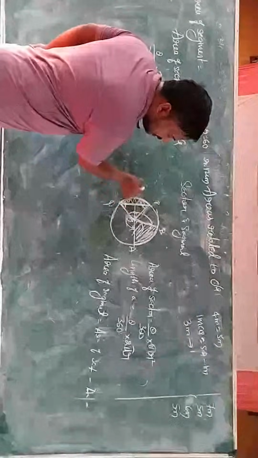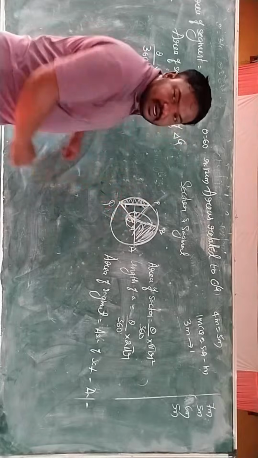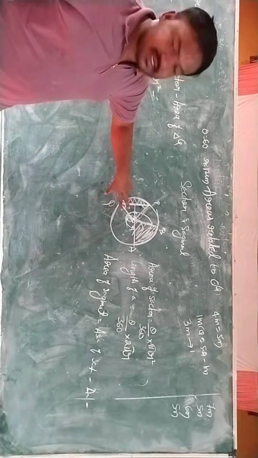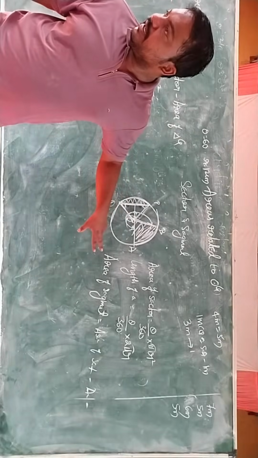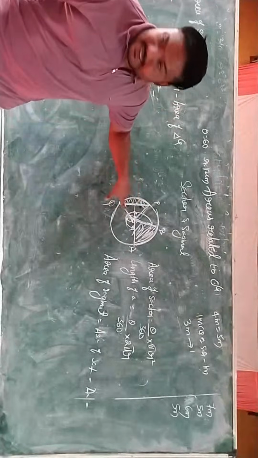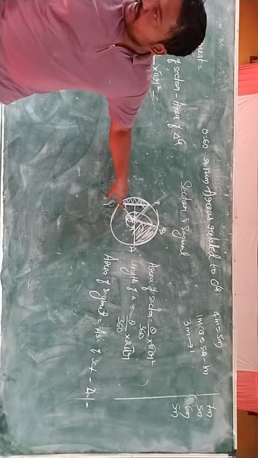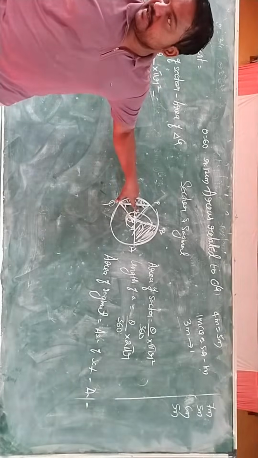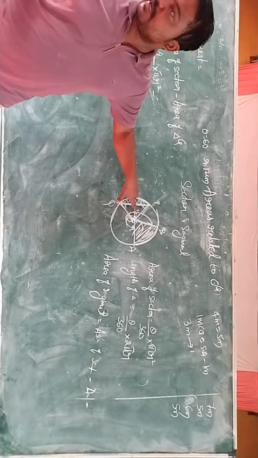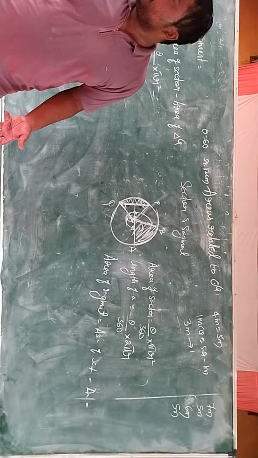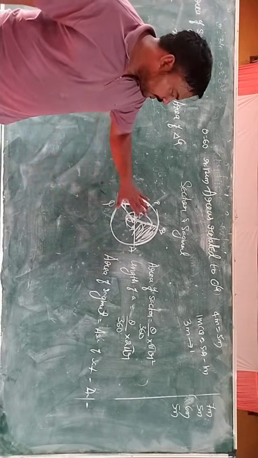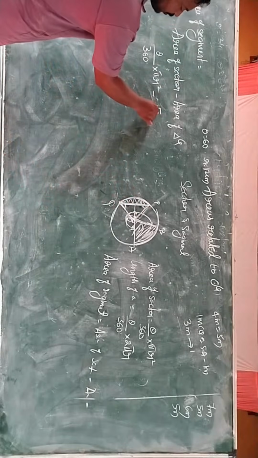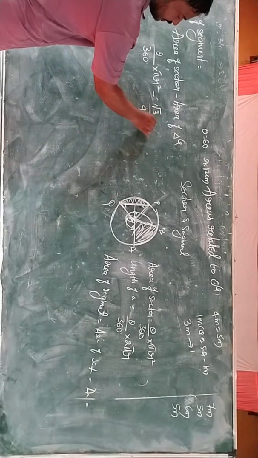See, OP and OQ are the radii of a circle. So in a circle, all the radii are equal. Am I right? These two sides are equal, and this angle is opposite to this side, and this angle is opposite to this side. Angles opposite to equal sides of a triangle are equal. Simple, understood. So now it becomes equilateral triangle. So the formula is root 3 upon 4 side square, a square.